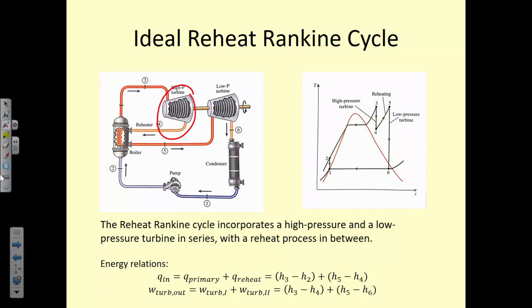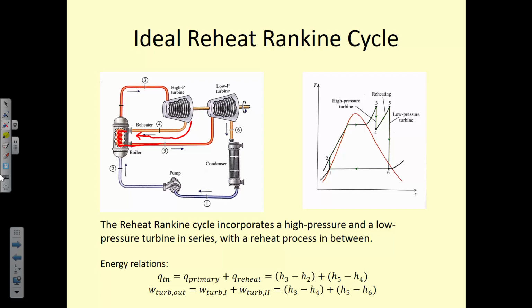So we have a high pressure turbine and a low pressure turbine. And you can see from this diagram that in between the two turbines, the steam coming out of the first higher pressure turbine is sent back to the boiler through the reheat process. Now, you can see that it's not in direct contact with the steam that's already in the boiler, but the boiler steam is acting as a heat exchanger in order to add some heat back into the steam as it comes out of the first turbine and goes into the second turbine.